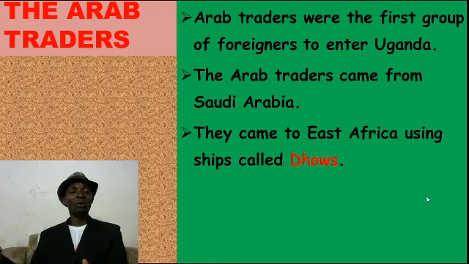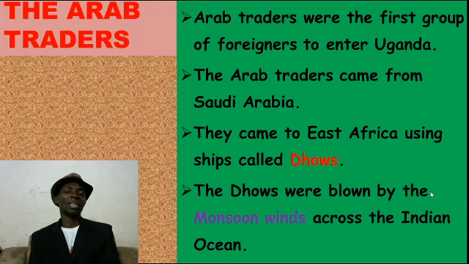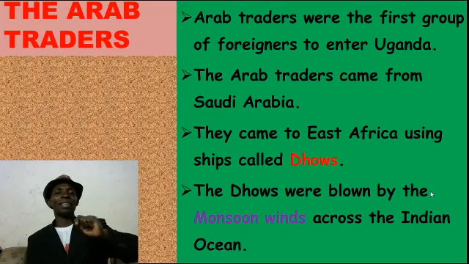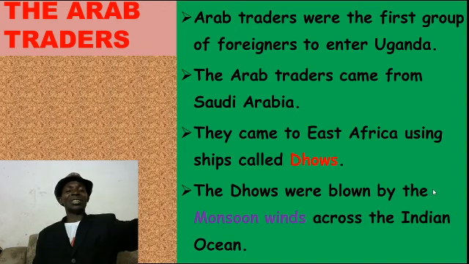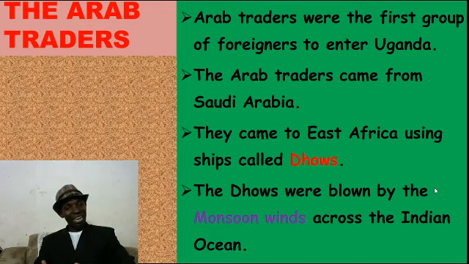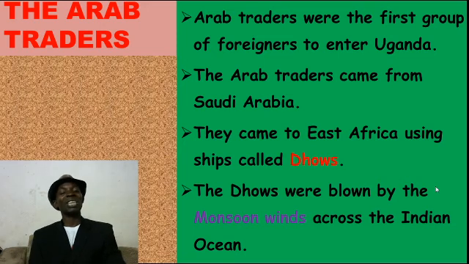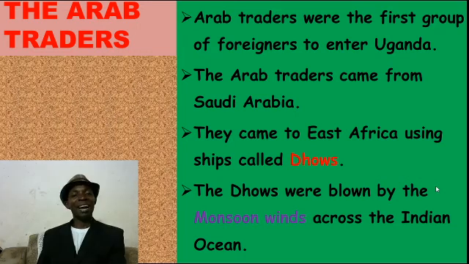And these dhows were always blown by the monsoon winds across the Indian Ocean. The winds would push the dhows from Saudi Arabia to East Africa, across which water body? Across the Indian Ocean. Then they can ask you, how were monsoon winds important to the Arab dhows? You say the monsoon winds used to blow the Arab dhows.